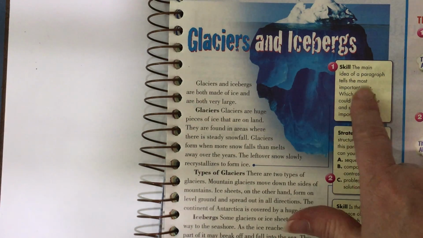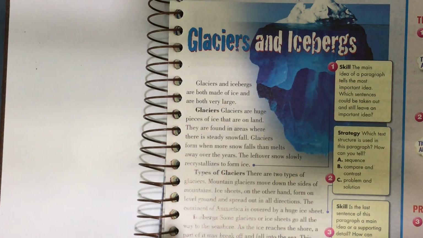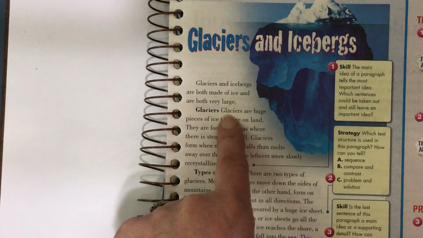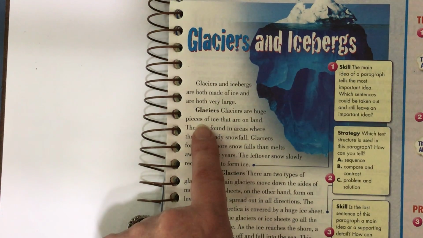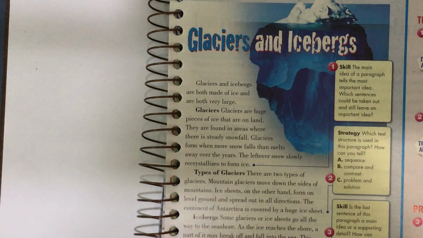Okay, so our first question is, the main idea of a paragraph tells the most important idea. Which sentence could be taken out and still leave an important idea? Well, you could take out any sentence except for the first one. The first one is the main idea. Glaciers are huge pieces of ice that are on land. Okay, everything else tells about the glaciers.